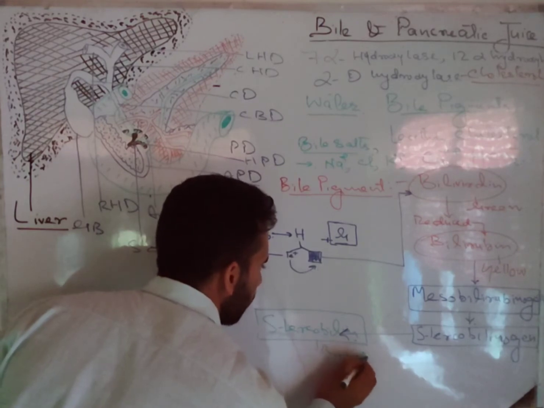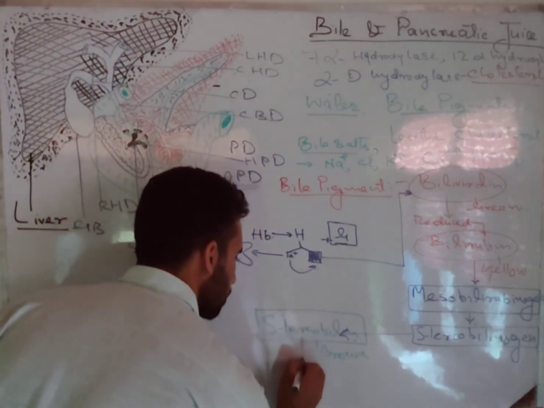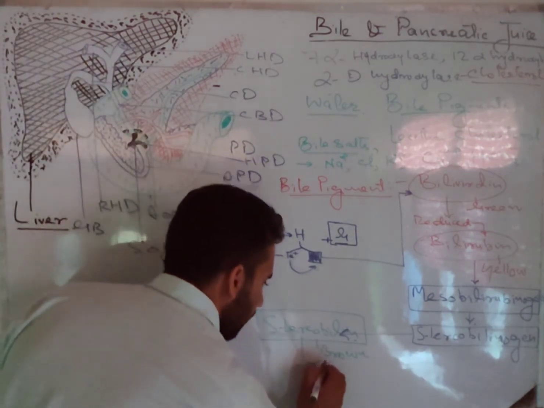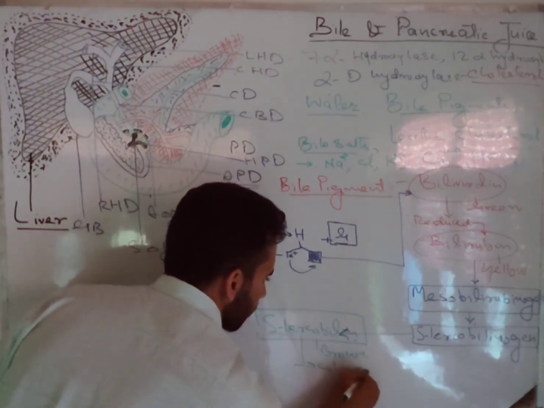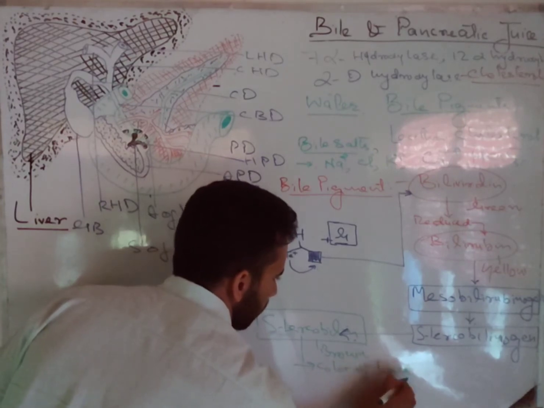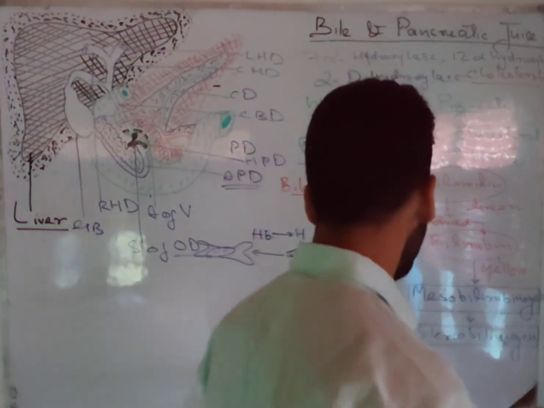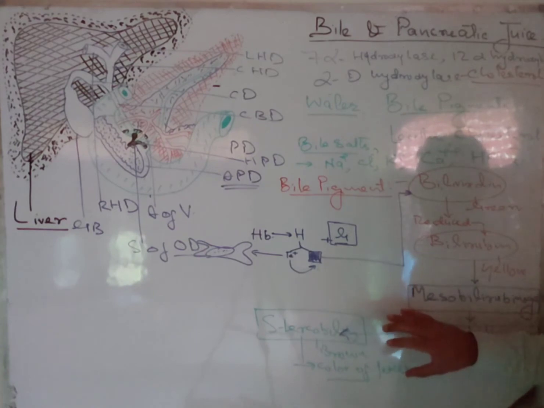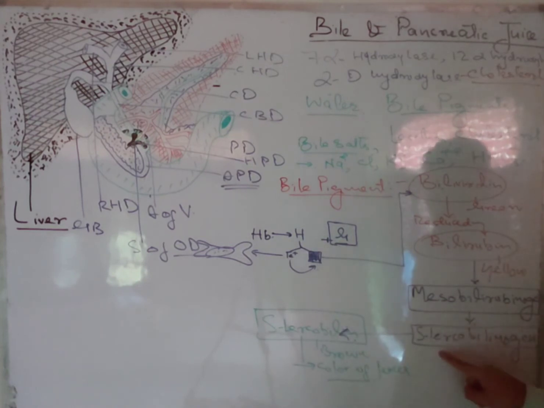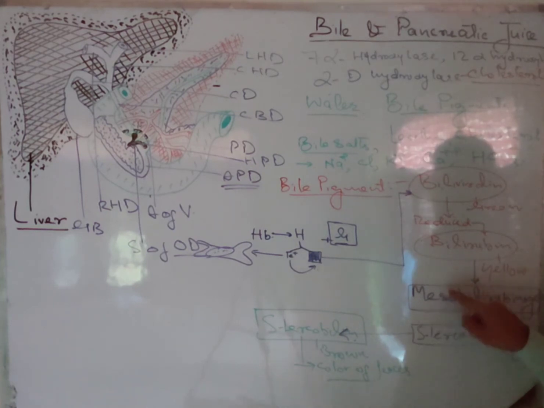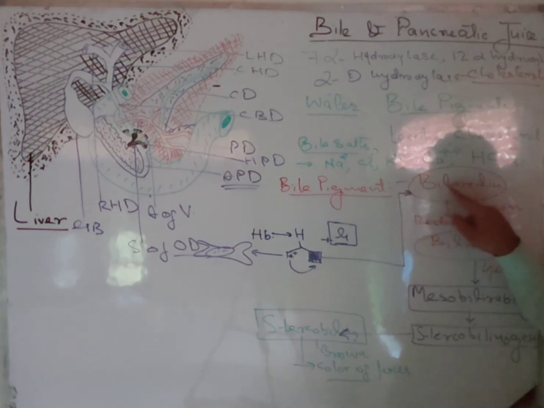Not only that, you have to remember one more thing associated with this: it is responsible for the color of our feces. For the color of feces, it is the stercobilin, which we have got because of some oxidative pathway carried out by the different intestinal enzymes, from the oxidation of stercobilinogen, and stercobilinogen we have got from mesobilirubinogen, and this we have got from bilirubin, and this one from biliverdin, and biliverdin from the heme part of our hemoglobin, isn't it?